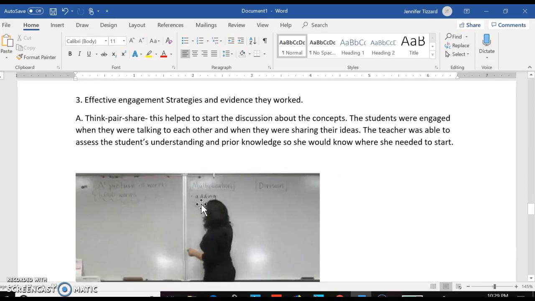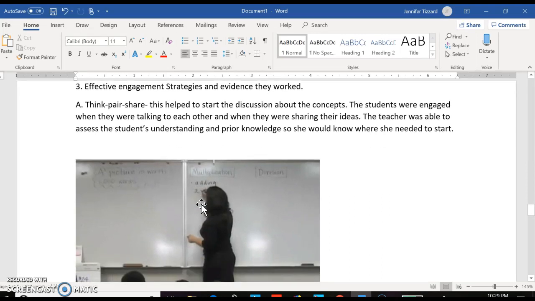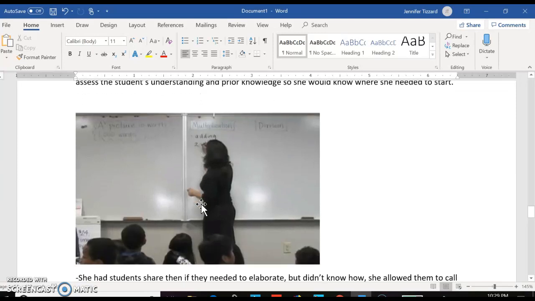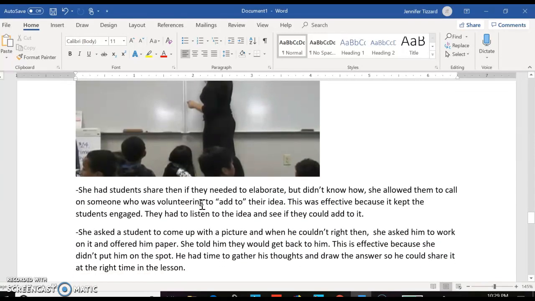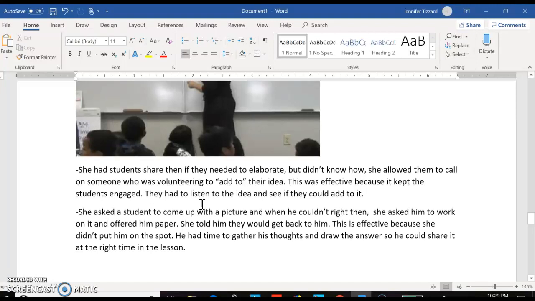So moving on to question 3, the effective engagement strategies that she used. She used think, pair, share several times throughout the whole lesson. It was a super long lesson, by the way. But she did think, pair, share in a few different ways to connect to their prior knowledge and things like that, and have them defend what they were thinking to their peers. But sometimes in the reflection at the end, they found out that the students didn't always defend their thinking.